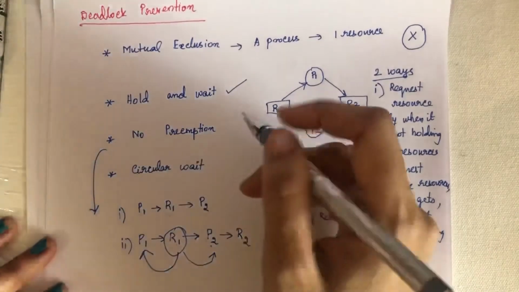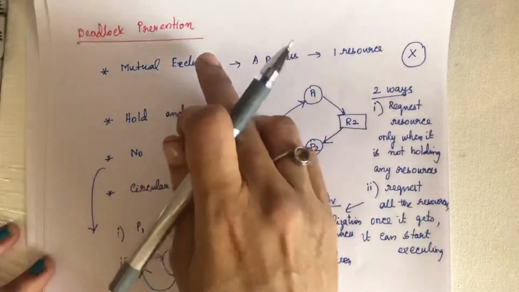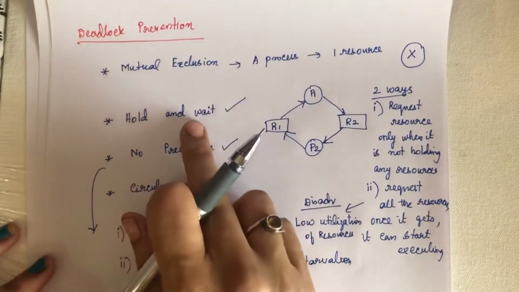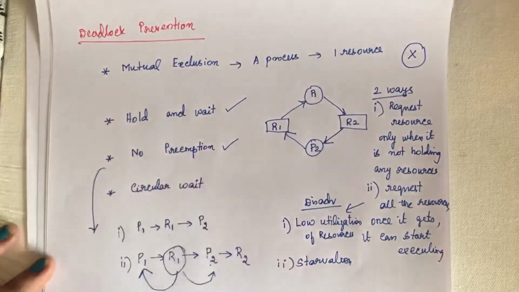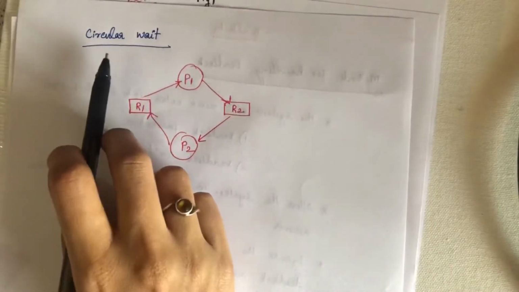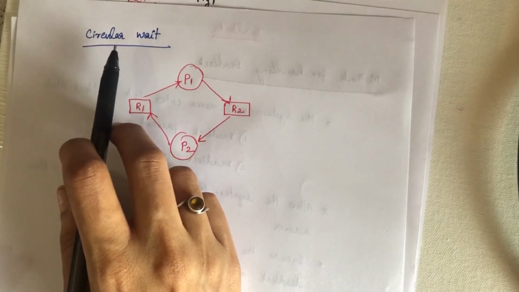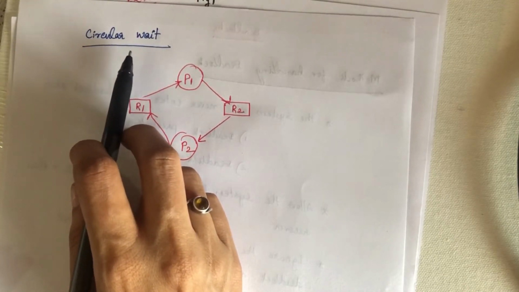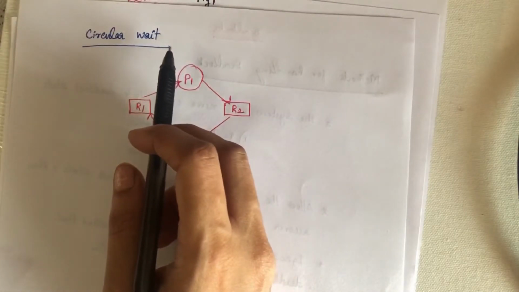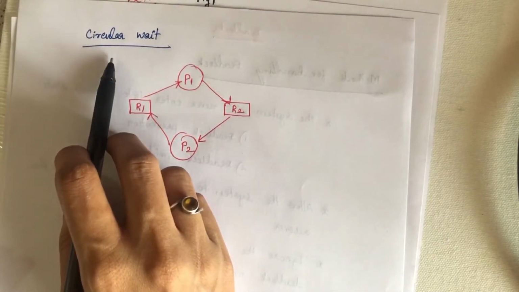So of all the three conditions, mutual exclusion cannot be avoided, hold and wait can be avoided, and no preemption can be avoided. The fourth condition is circular wait. If we eliminate circular wait in the system, then we can also prevent deadlock. So we will see what circular wait is.